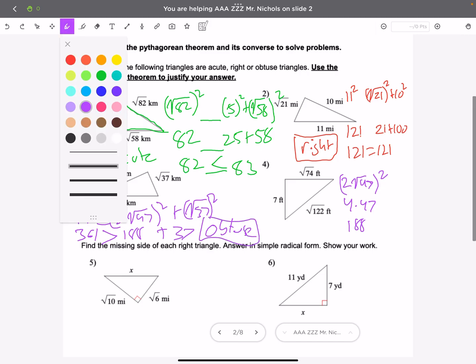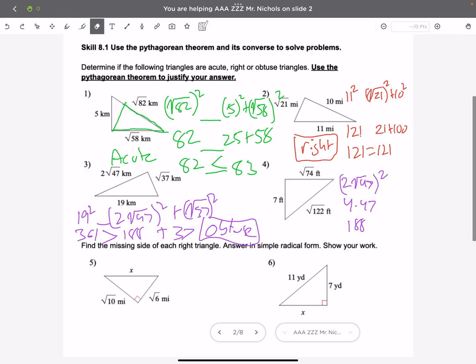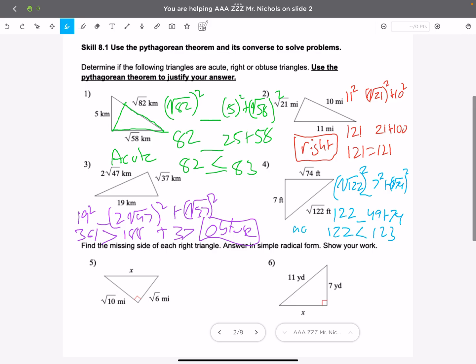And then let's do the last one. Erase all this. Same thing. We take root 122 and compare that to 7 squared plus root 74 squared. And then squared, so that's 122 compared to 49 plus 74. Well, 49 plus 74 is 123. 122. So the c is smaller, and that's going to be acute.